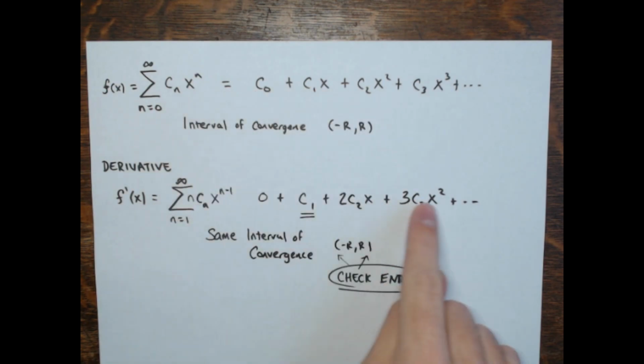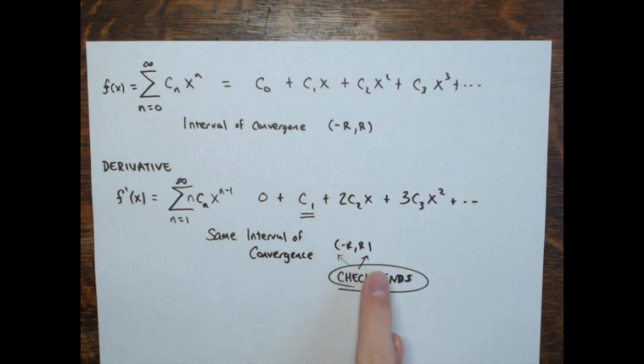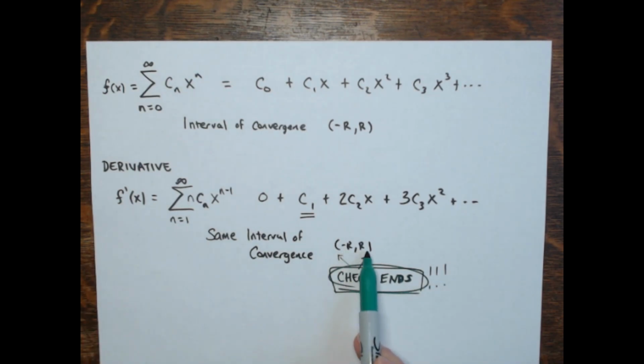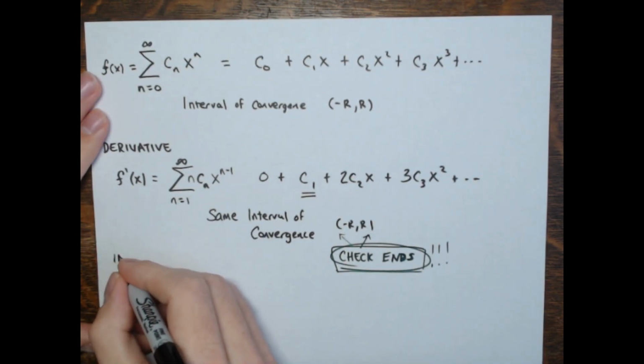When you do the derivative of a power series, you'll get the same interval of convergence, but I'll box this up again, put exclamation points on it. You must check the ends as well. You may also include the ends. They might make this new series work. Same thing for the integral.